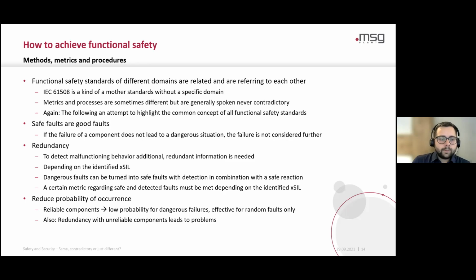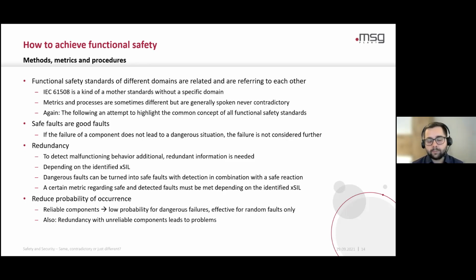The third principle is to reduce the probability of occurrence. I said before, we are not in reliability engineering, but reliable components are needed to reduce the probability of failure. As I mentioned, there is not always the need to be tolerant to one fault if the consequences are too low, but this is only effective for random faults. I will come to the concept of random and systematic faults later.